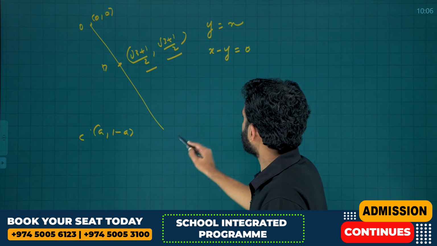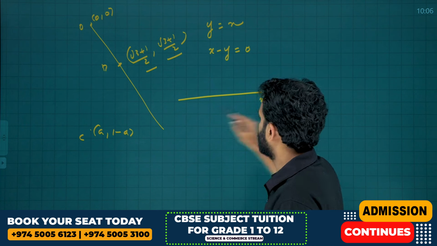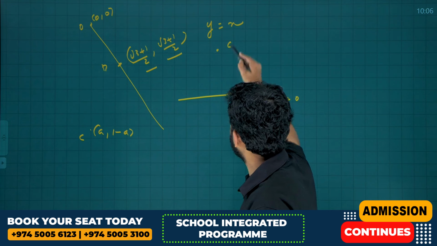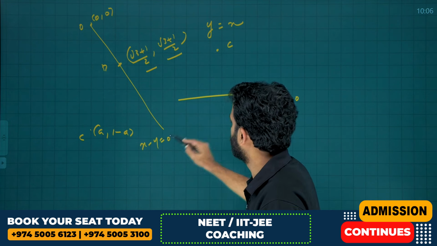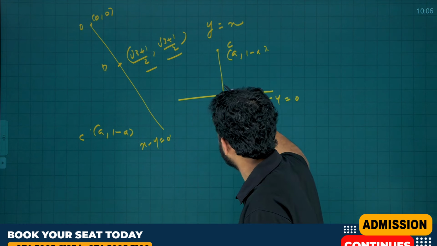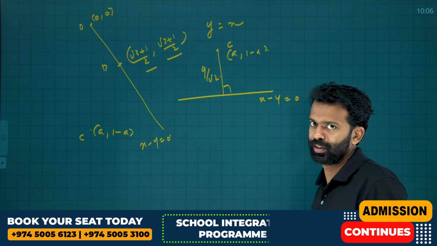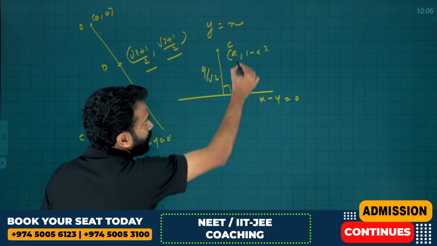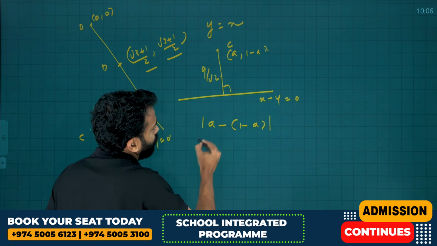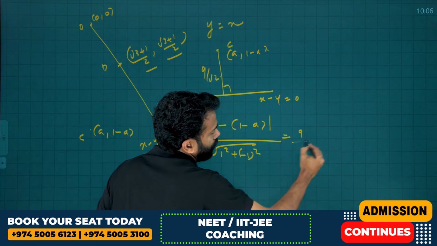So if you consider the line, I am writing it like this: x minus y is equal to 0, and I am taking the point C here. The equation of this line is x minus y is equal to 0, and that point C is (A, 1 minus A). If you draw a perpendicular distance from here to here, the value is 9 by root 2. Just apply the perpendicular distance formula and you will get the final result. Just substitute this here, you will get the magnitude of A minus (1 minus A), divided by the root of 1 square plus (minus 1) the whole square, which is equal to 9 by root 2.